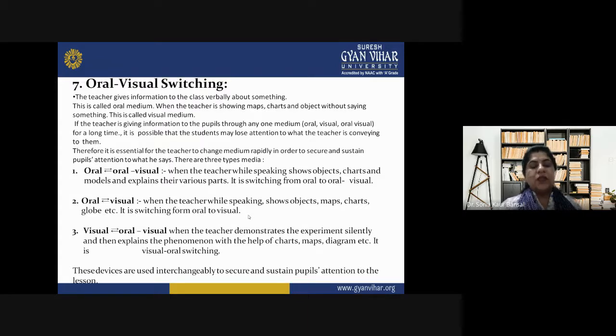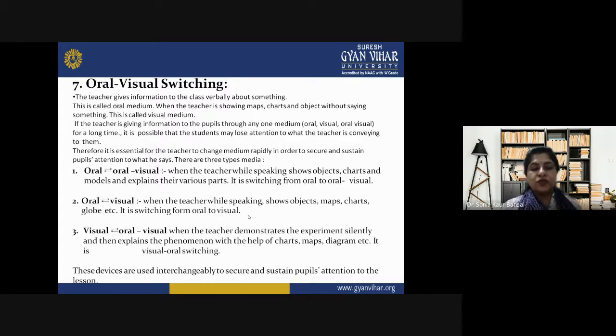Then oral-visual: when the teacher, while speaking, shows an object, speaking and then showing the object. It means speaking and then going to the charts and models and explaining the various parts. It is switching from oral to visual. So, oral-visual is when the teacher while speaking shows objects, maps, charts, globe, etc. It is switching from oral to visual. Just understand the minute difference in it, students.